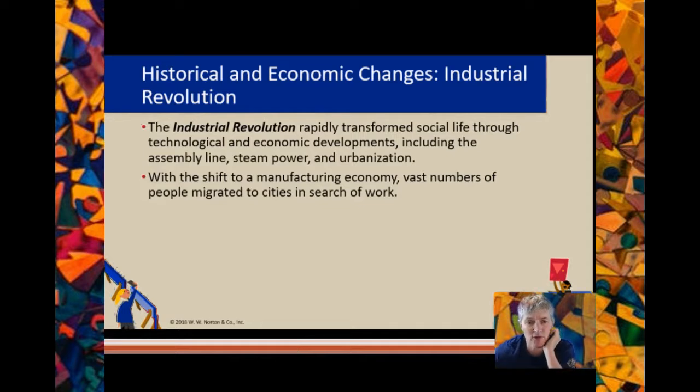The Industrial Revolution. This is a much different process from what we see now. The Industrial Revolution rapidly transformed social life through technological and economic developments, including the assembly line, steam power, and urbanization. What we found with the shift to a manufacturing economy was a shift from the agricultural way of life to the city way of life.